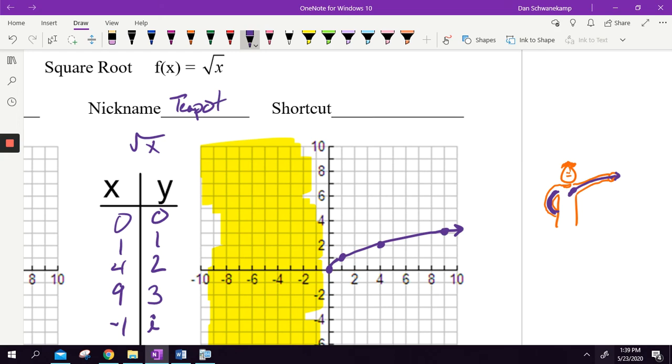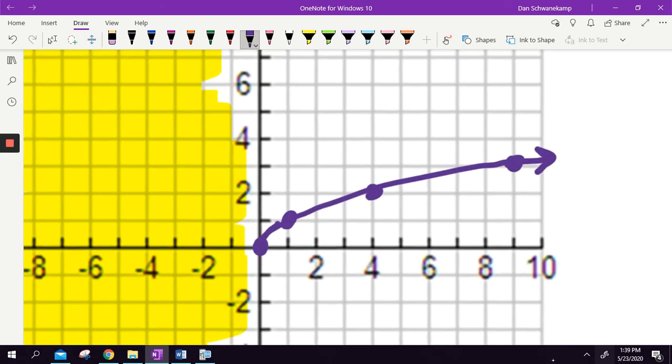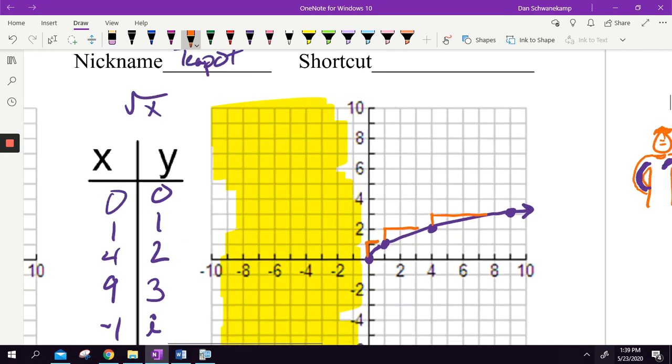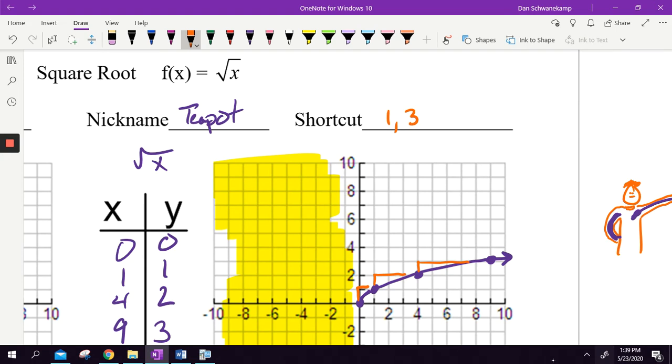So that's a teapot. What is my pattern here? I feel so embarrassed right now. I go up 1 over 1, up 1 over 3, up 1 over 5. So my pattern is 1, 3, 5 again, but I'm going up 1 over 1, up 3 over 1, up 5 over 1, and so on. So it's kind of the opposite of a parabola.